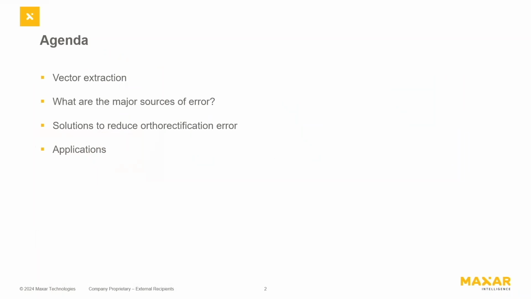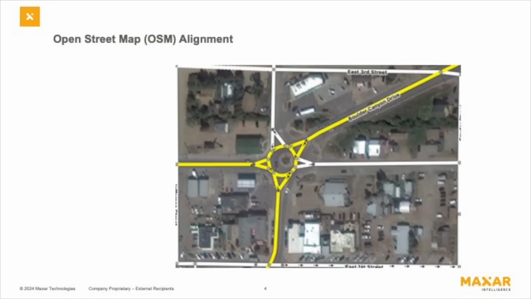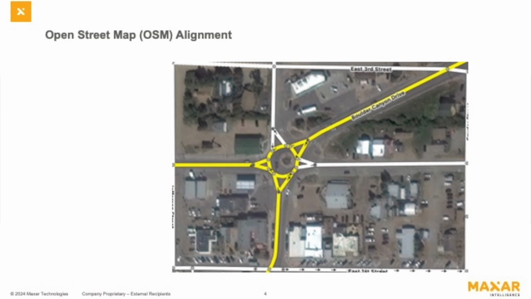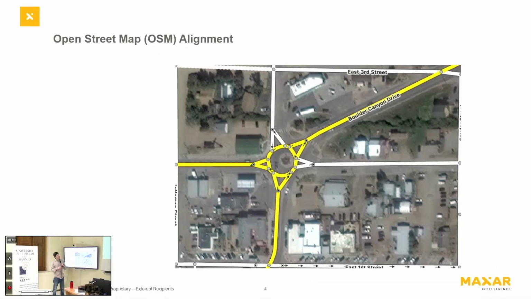This is the agenda. We're going to see issues with vector extractions, what the implications of using different DEMs and degeneration models are, and what kind of applications we can have when you have accurate geometry. Are you familiar with OpenStreetMap? Yeah? Okay, great. So generally, things are pretty well aligned.